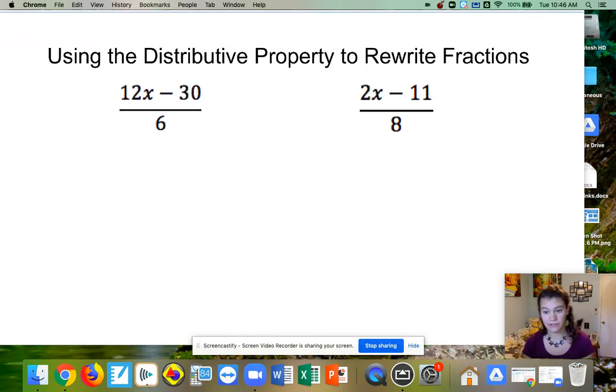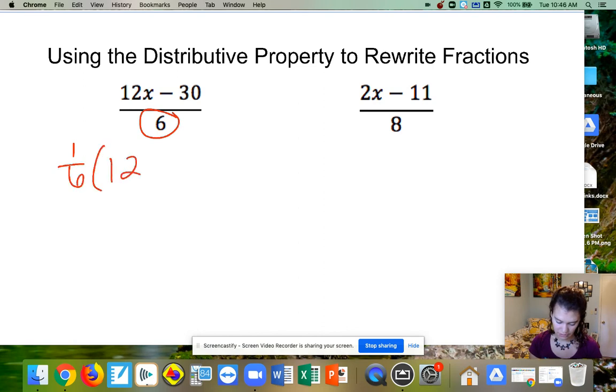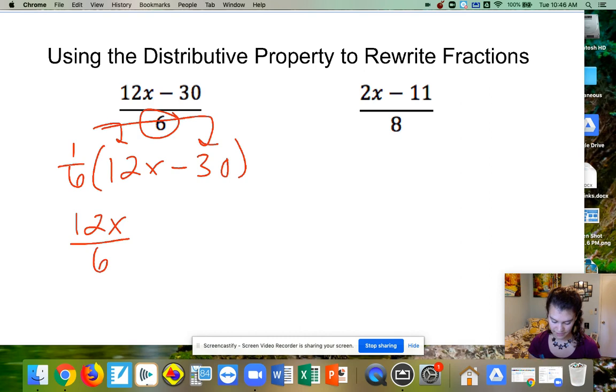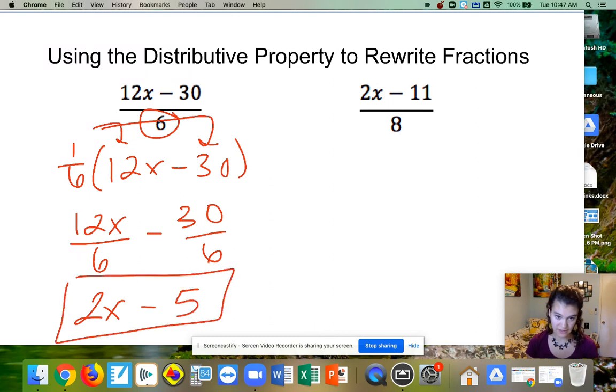All right, so using this to rewrite fractions. So there's a couple ways you could do this. You could rewrite this as dividing by 6 is the same as multiplying by 1/6. You could rewrite it like this and then distribute in your fraction. So we'll get 12x over 6 minus 30 over 6. And then from here you can simplify. So 12 divided by 6 is 2, so we get 2x. And then 30 divided by 6 is 5, so it simplifies to 2x minus 5.